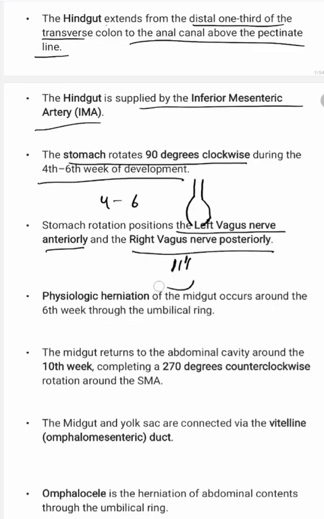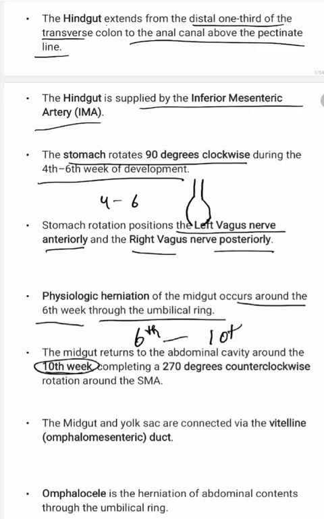Now physiologic herniation of the midgut occurs around the 6th week through the umbilical ring. Okay, so this is the physiological herniation, and then the midgut returns to the abdominal cavity around the 10th week. So at the 6th week this herniation happens, and at the 10th week the herniation goes inside the abdomen, completing a 270-degree counterclockwise rotation around the SMA.